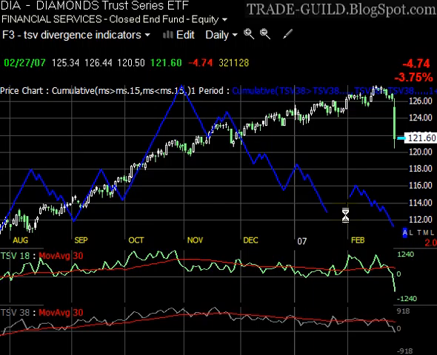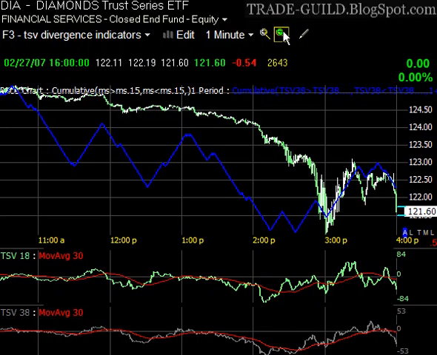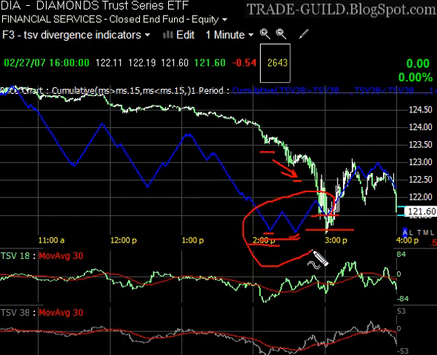And let's take a look at the 1 minute here on the diamonds, which is the Dow Jones ETF. And you can see, boom, boom. Okay, so price from this level to this level has gone down. The indicator's gone sideways. Here we have the low of the day. The indicator's moved up. So this signaled, if you were day trading, you have 1, 2 divergences. Like I say, I like to see. This would signal that there's a change coming. So this is very predictive.